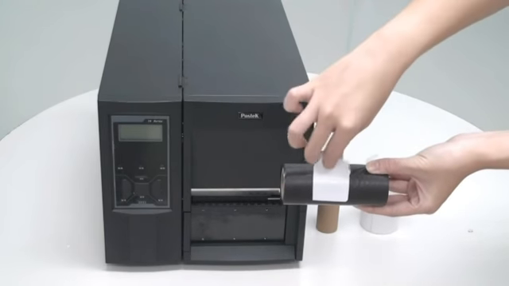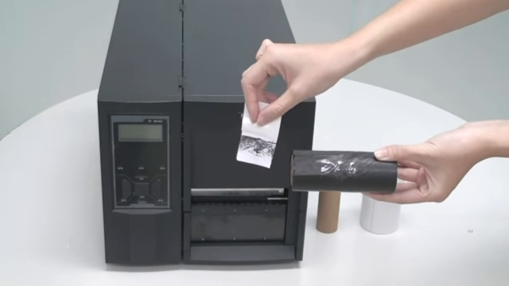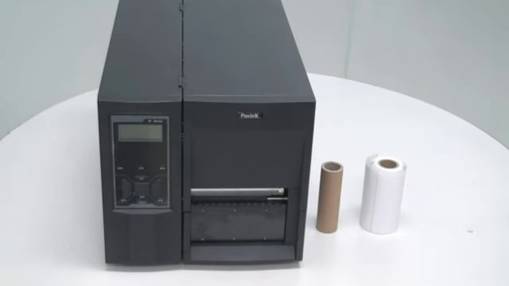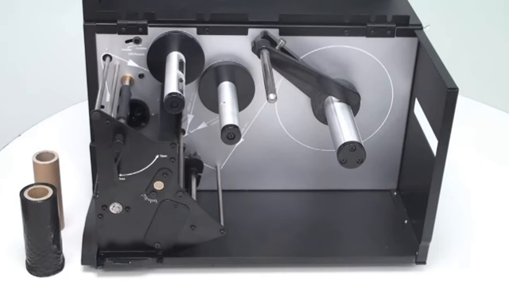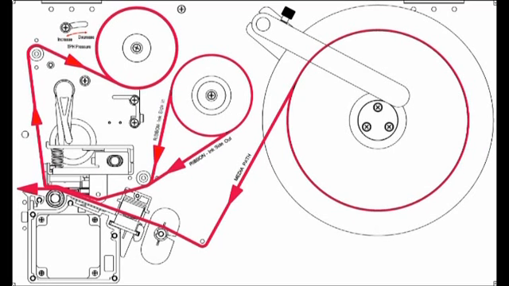Since we have confirmed that ink on this ribbon is on the outside, we will now begin the process of loading the ribbon. The Postek TX models, for your reference, include the diagrams of the correct loading paths for both types of ribbon on the sidewall of the TX chassis.